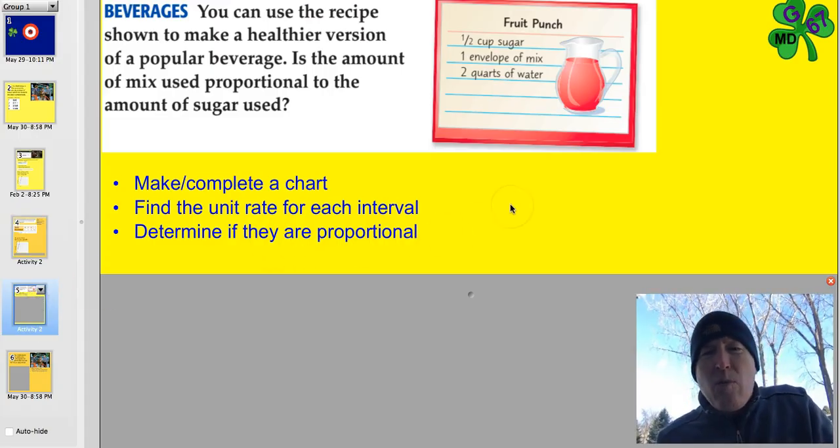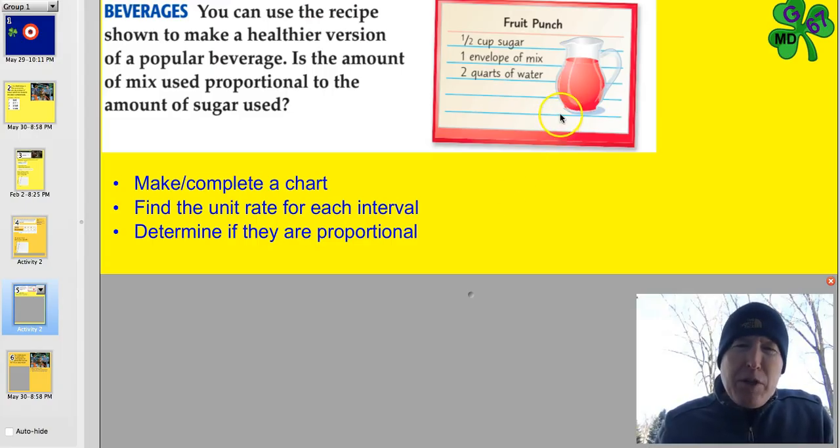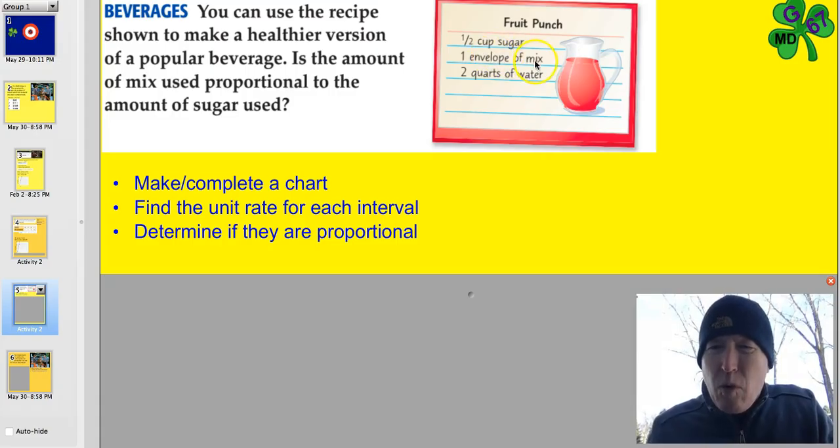Let's take a look at another one, a little more complicated. Or at least it looks like it. You can use this recipe shown here to make a healthier version of a popular beverage, Kool-Aid. Is the amount of mix used proportional to the amount of sugar used? All right, let's see. We have half a cup of sugar, 1 envelope of mix, 2 quarts of water. Secret recipe.